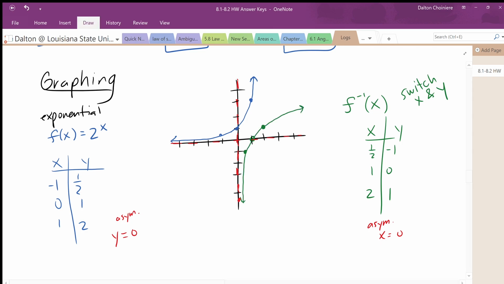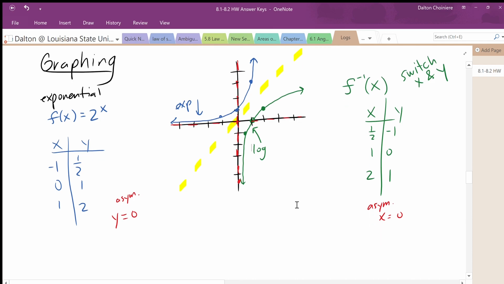And then we also discussed last week that inverses are going to be reflections over the line y equals x. So this diagonal line through the graph, these should be mirror images of one another. So that's how they're related. Now let's actually talk about what the log function looks like in isolation. To recap, exponentials look like this. Your log looks like this.